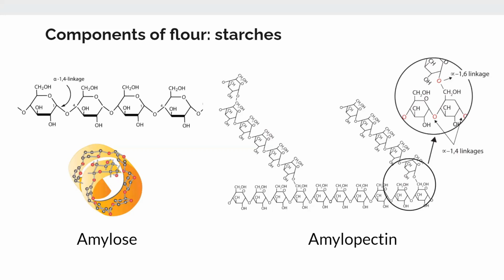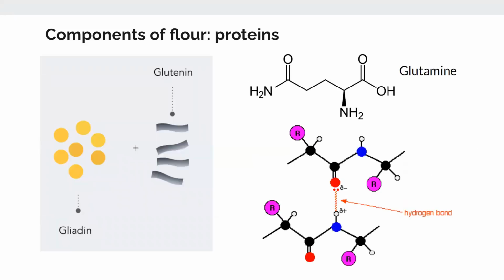Starch is a polysaccharide of glucose existing in 2 main forms, linear amylose and highly branched amylopectin, which has a molecular weight 10 to 20 times that of amylose. Proteins are also present in flour. Most flour for bread making contains at least 12% protein.